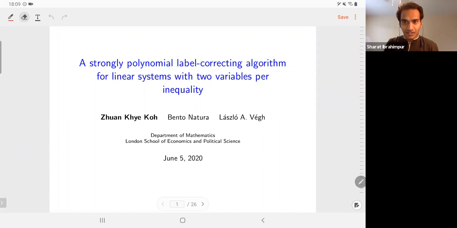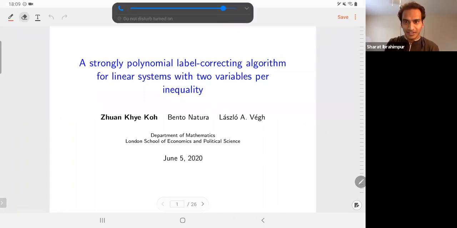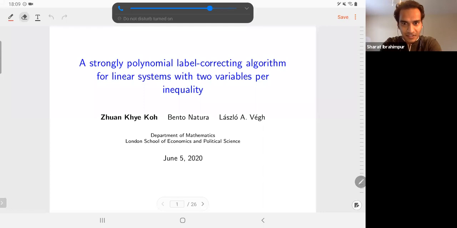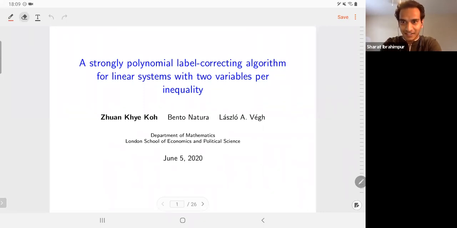So today we have Cedric with us. Cedric was a master's student here in Waterloo with Laura Sanita. And after that, he was also a research assistant with her for a year after his master's before he went to LSE for his PhD with Lachi.